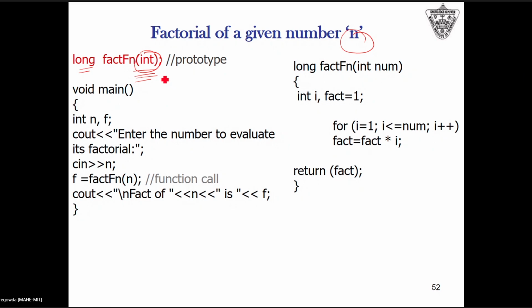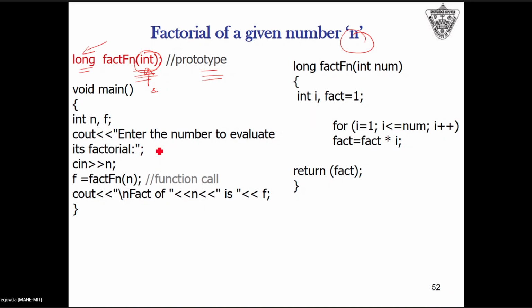In order to invoke the correct function, this function prototype is going to give the following information to the compiler. The first one is the return type, and the second one is the arguments and their types.